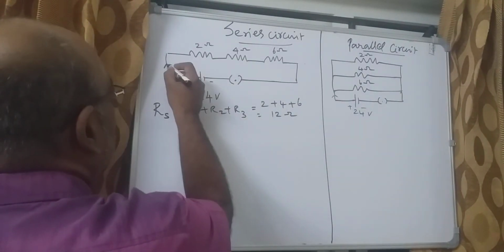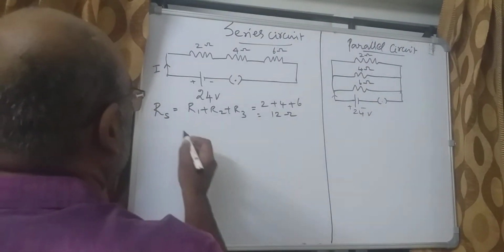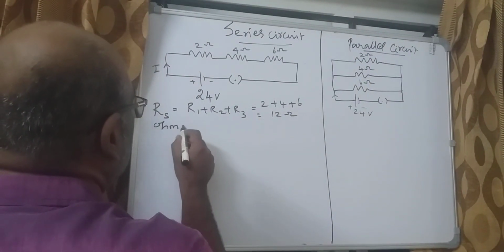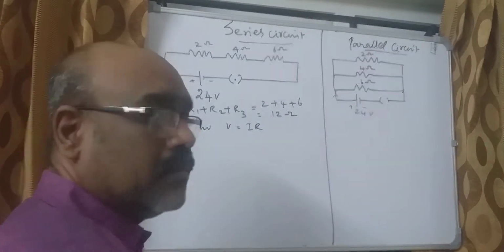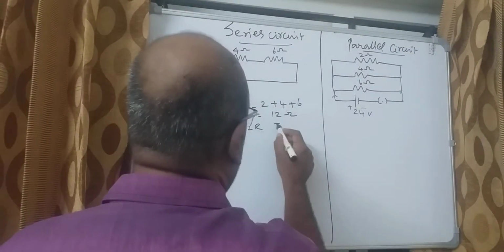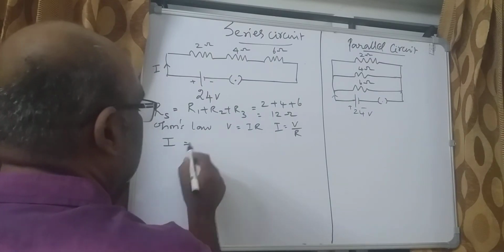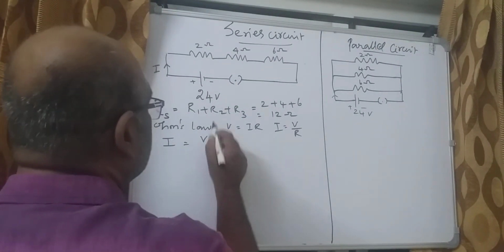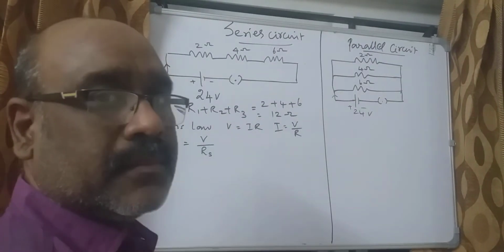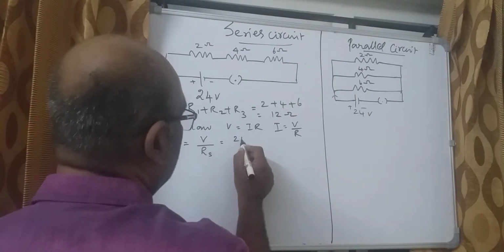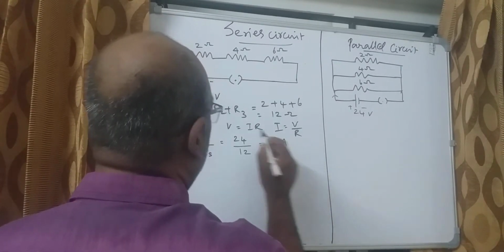So we can easily calculate now the current that is flowing through the circuit. If we apply Ohm's law, we know that V is equal to I into R. Thereby I is equal to V by R. I here is equal to the voltage given to the circuit divided by the effective resistance, that is 24 divided by 12, where you will get a 2 ampere current flowing here.